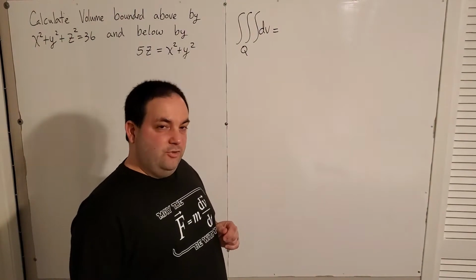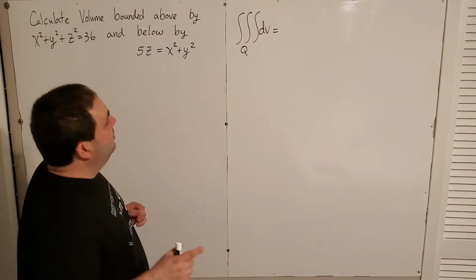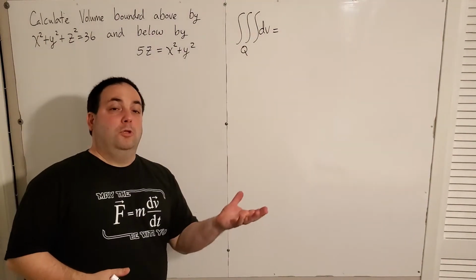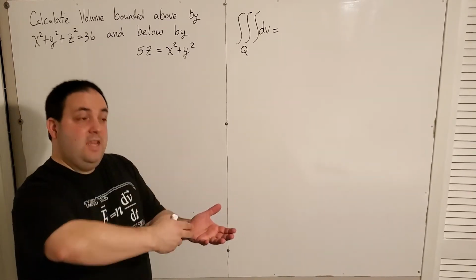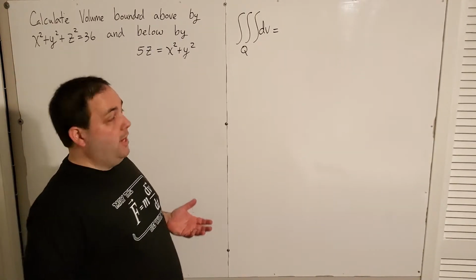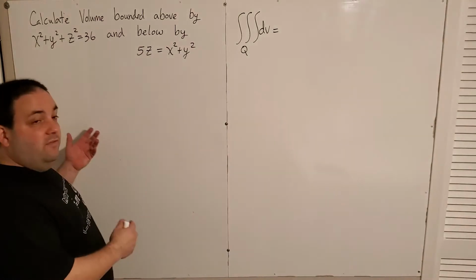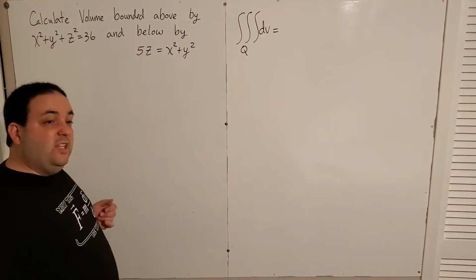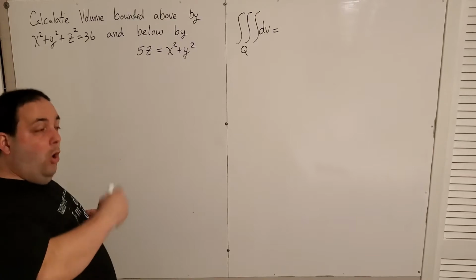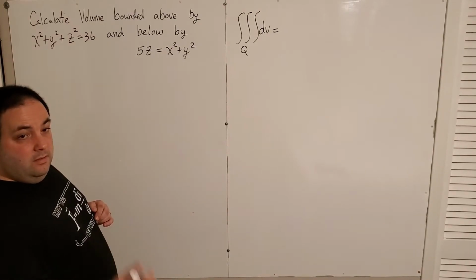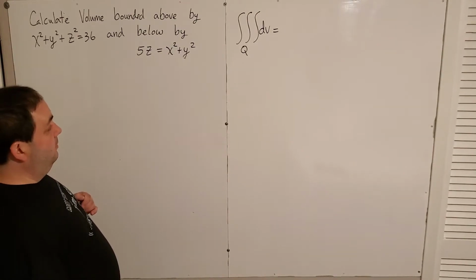Now let's try cylindrical. Remember, cylindrical is basically just polar and the z direction added in, right? So really what I'm doing is converting all the x's and the y's into polar form. And then I also happen to have the z variable mixed in with it, right?